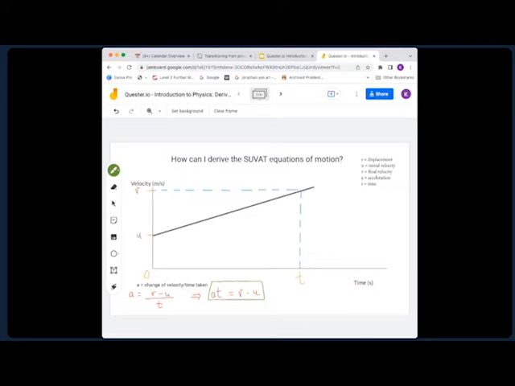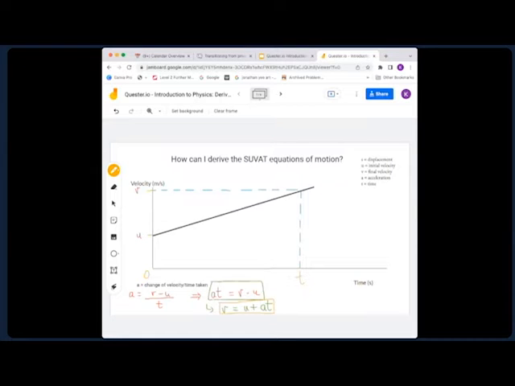Cool. So this equation over here would also imply that v, our final velocity, is equal to u plus at. So this is going to be one of the crucial equations that is in the SUVAT equation board. So that's now one of the equations.